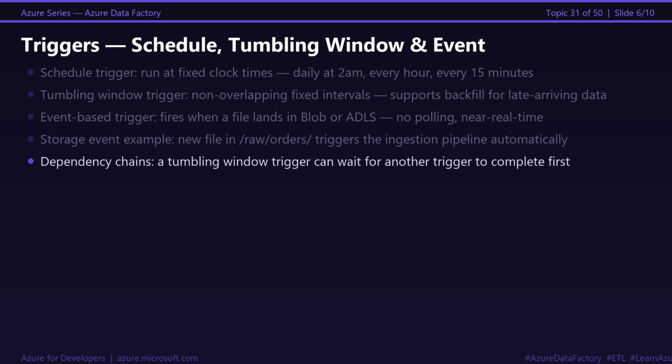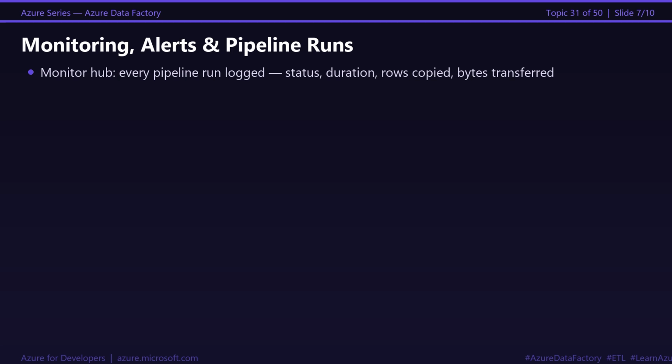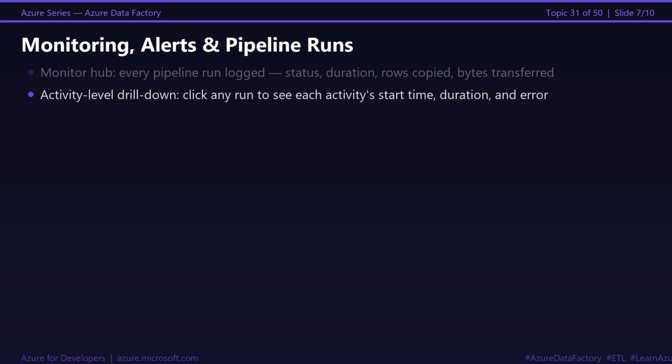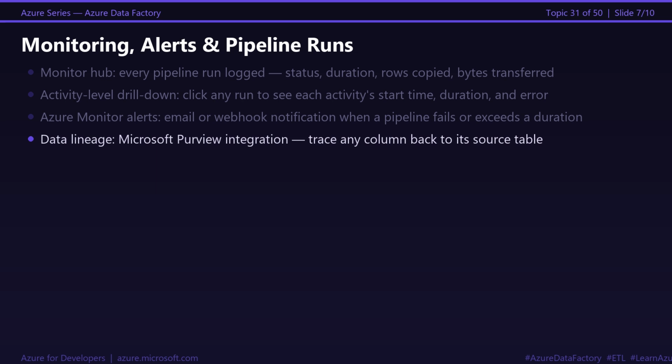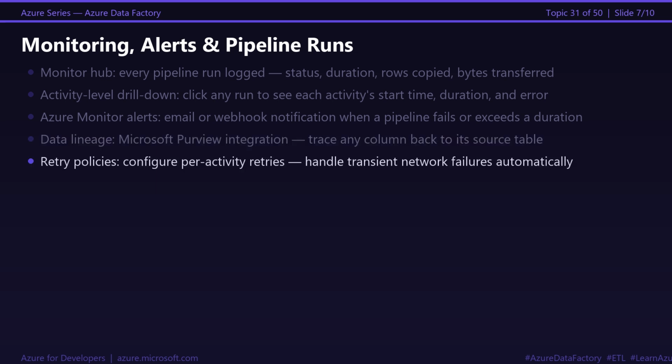The ADF Monitor Hub is one of its strongest operational features. Every pipeline run is logged: when it started, how long each activity took, how many rows were copied, and exactly what error occurred if it failed. Drill down to any individual activity run. Set Azure Monitor alerts to notify your team the moment a critical pipeline fails, not when someone notices a stale dashboard at 9 a.m. Connect ADF to Microsoft Purview for column-level data lineage tracing across your entire data platform.